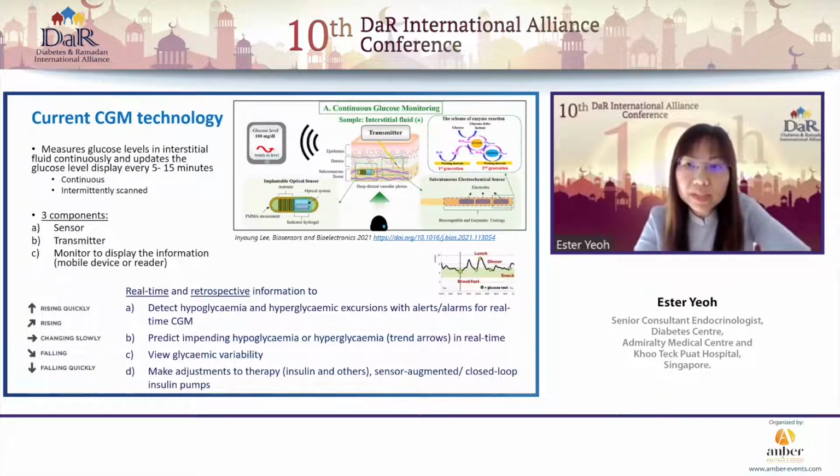It can also help the user to predict impending hypoglycemia or hyperglycemia based on the trend arrows in real time, view the glycemic variability over previous readings, and make adjustments to therapy in real time, whether it's to insulin or oral hypoglycemic agents, and particularly where it's a sensor augmented or closed loop insulin pump, the insulin pump will be able to vary the basal rate based on the CGM readings.